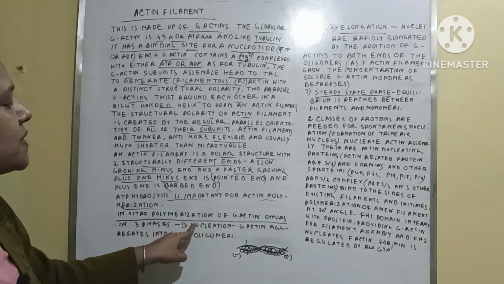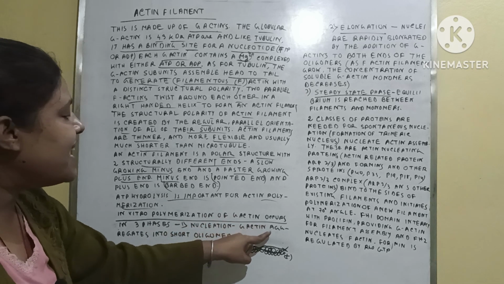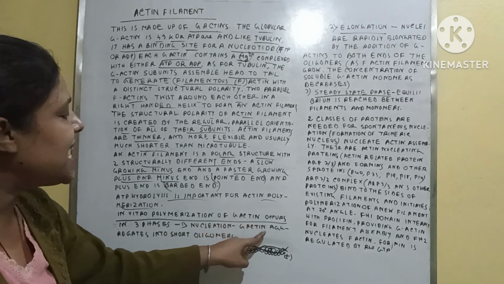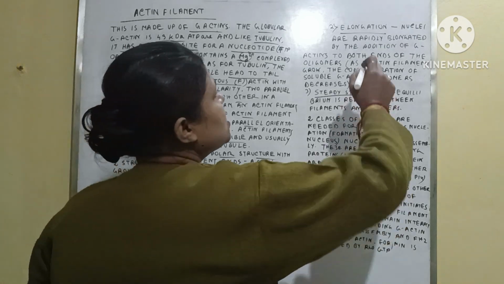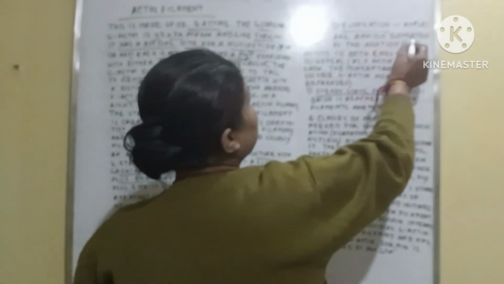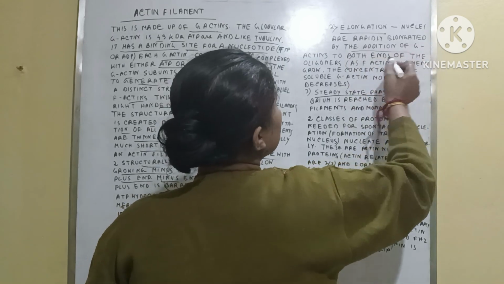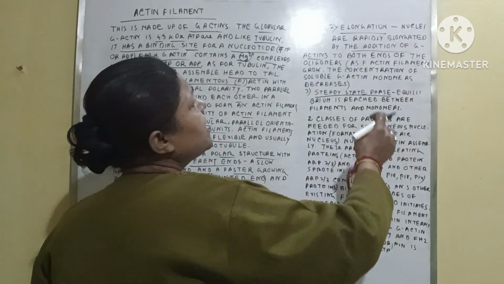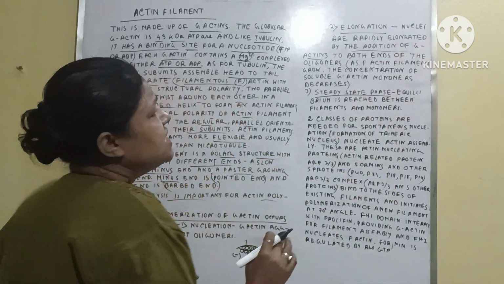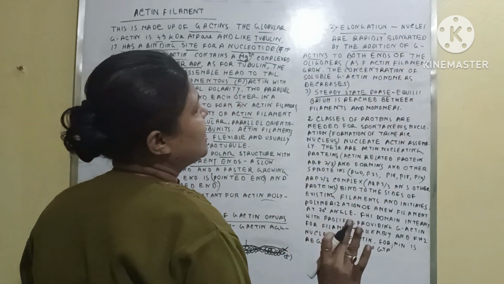So what is the nucleation process? The aggregation of G-actin occurs here. Elongation is what? Nuclei are rapidly elongated by the addition of G-actin. So here the nuclei are elongated by the addition of G-actin at both ends.